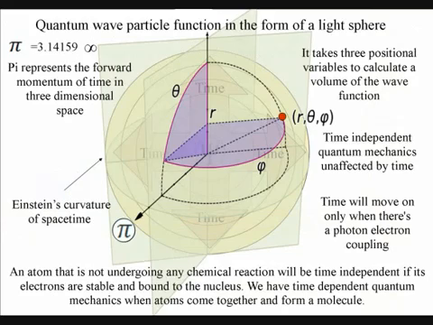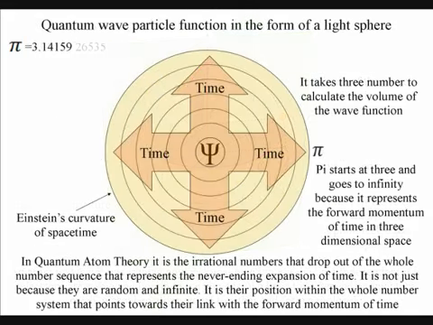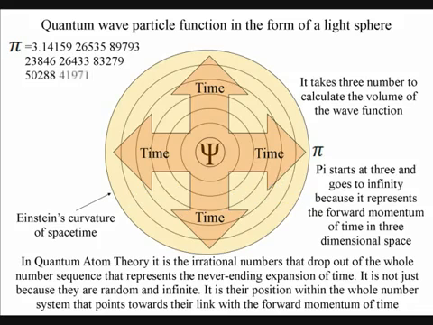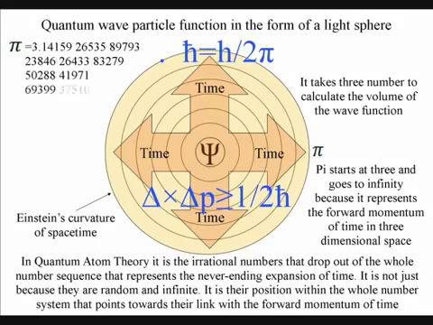We have Einstein's curvature of space-time because of the spherical shape of the quantum wave particle function. This is why we have pi in the equation representing the shape of the wave function in three-dimensional space-time. We also have pi in the equation for Heisenberg's uncertainty principle. This is why pi is an irrational number and keeps on going forever, just like time.